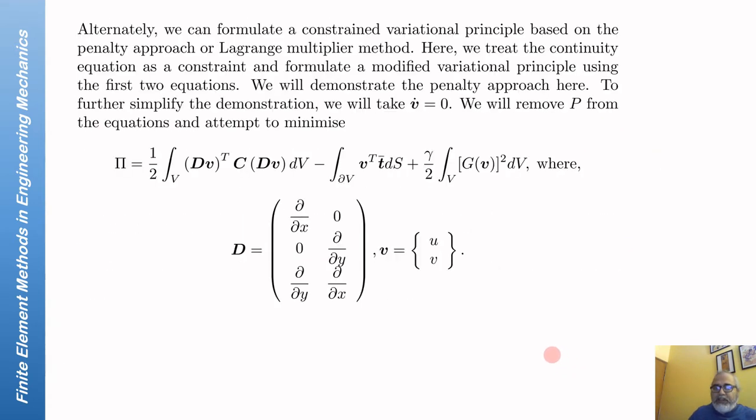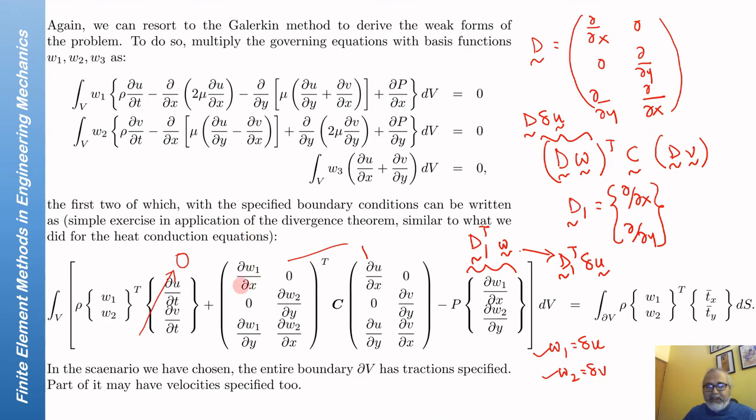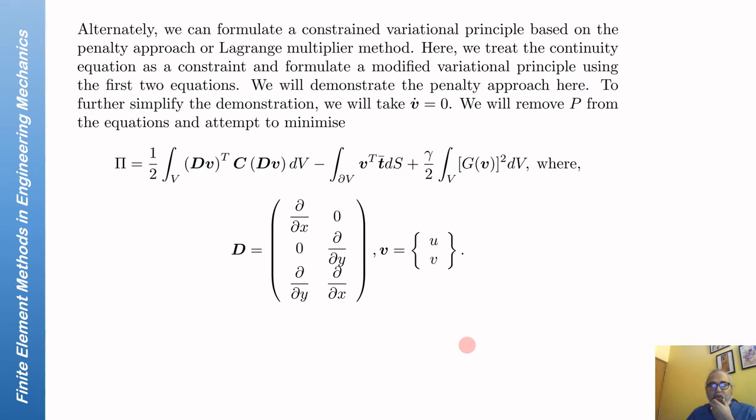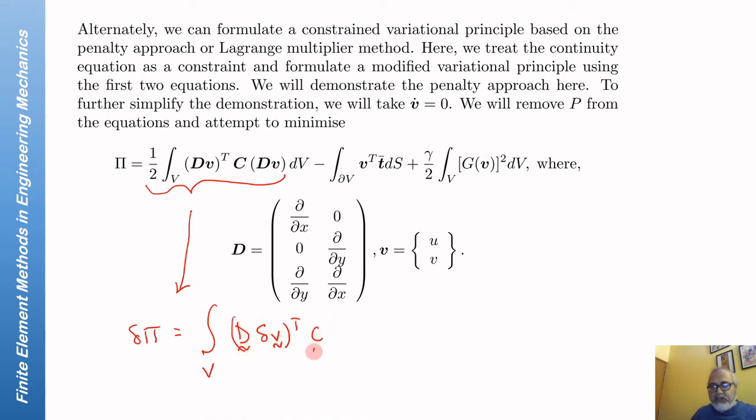So I can now have a new weak form where I have neglected the time-dependent terms. I have taken it to be steady state. I have just dropped them out. So this term and this term remain. Out of that, the first term I have written in this manner, so that when I take del pi, I will get d times delta v transpose c d times v. You can check this out. This will give me this equation.